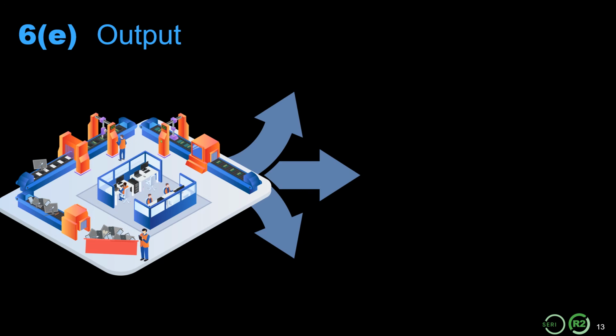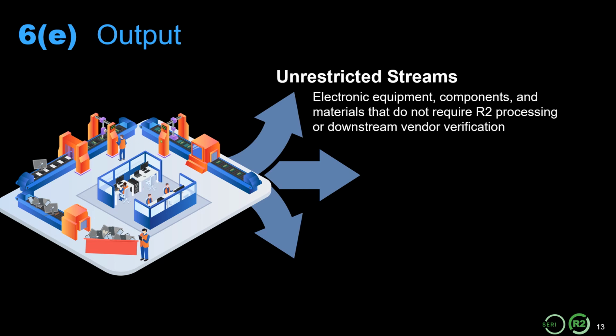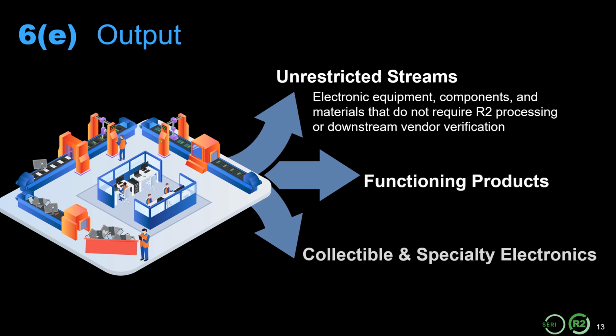The final section of Core 6 addresses outputs of equipment and materials that are no longer R2-controlled streams. These include unrestricted streams, which are defined in the REC as electronic equipment, components, and materials that do not require R2 processing or downstream vendor verification, or functioning products, or collectible and specialty electronics.